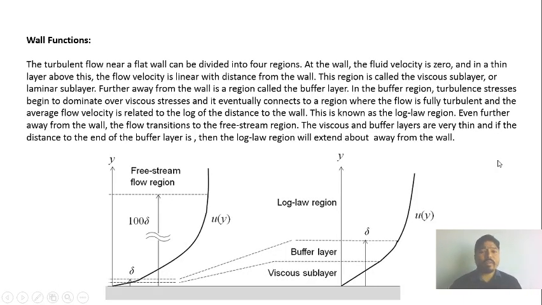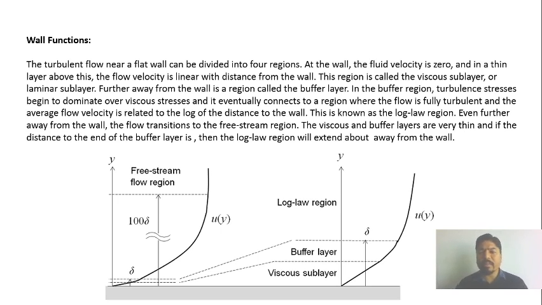Now, there is one very important concept and fundamental while we are talking about the boundary layer profile or solving fluid flow behavior over any kind of surface. That is known as wall functions. So basically, what are wall functions? The turbulent flow near a flat wall can be divided into four regions. You understand it very well.